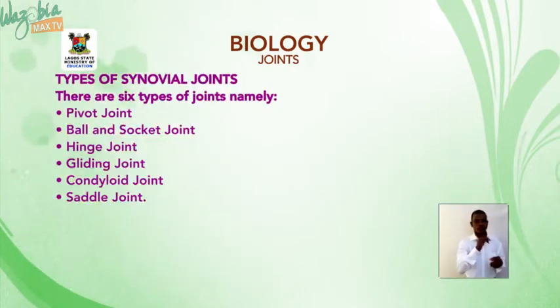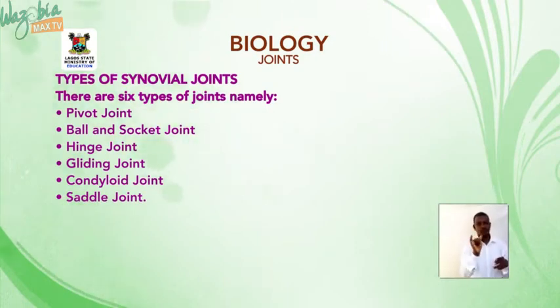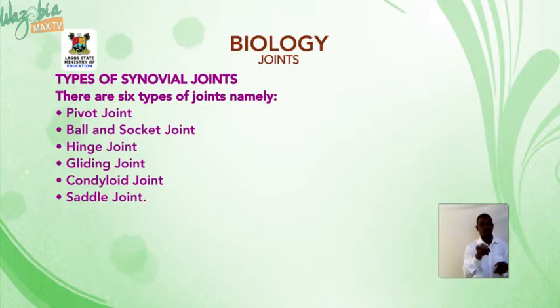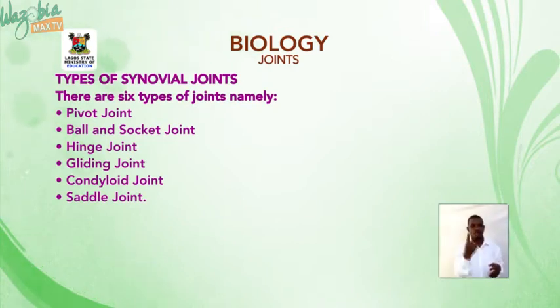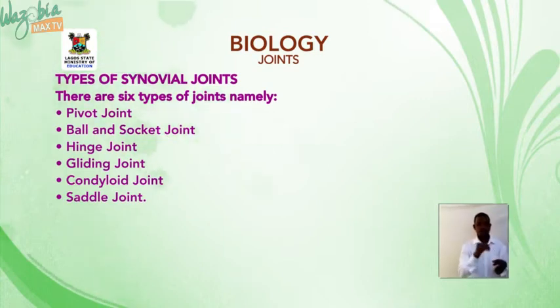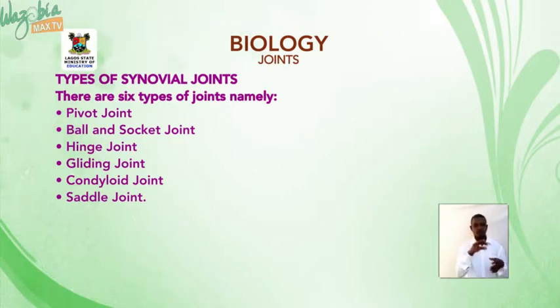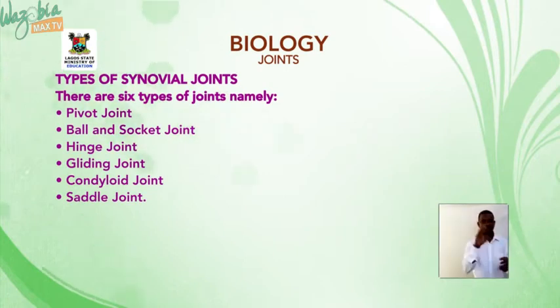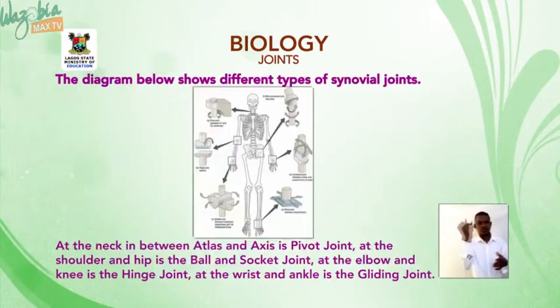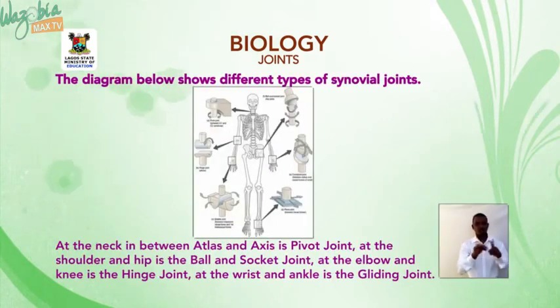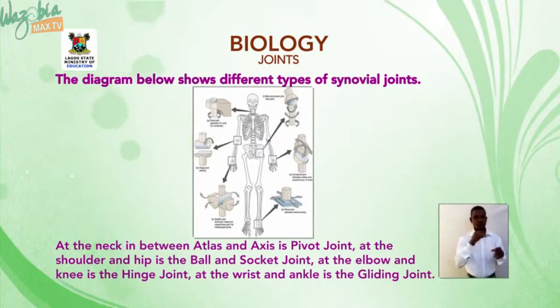Types of synovial joints. There are 6 types of synovial joints, namely: 1. Pivot joints. 2. Ball and socket joints. 3. Hinge joints. 4. Gliding joint. 5. Condyloid joint. And 6. Saddle joint.